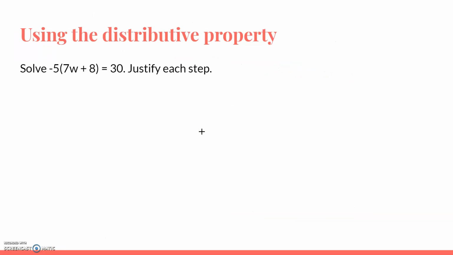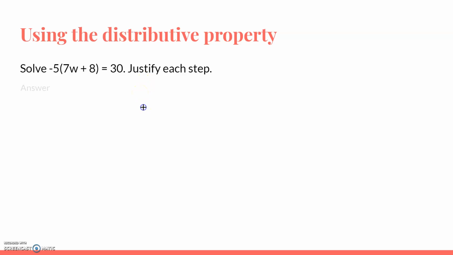Okay, so now we're going to learn to use the distributive property. So what you're going to need to do is solve negative 5 times the quantity 7w plus 8 is equal to 30. Do the same thing that we did for the earlier problem. Give the explanation and the reasoning. Pause the video, give this a shot, come back, and I'll give you the right answer.